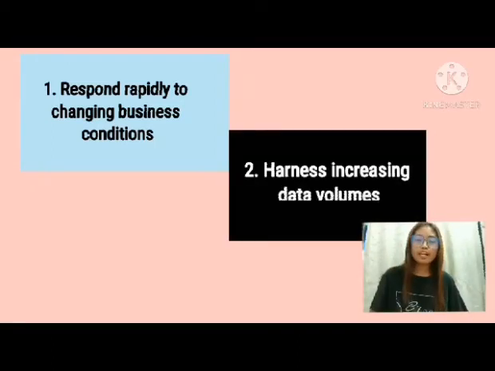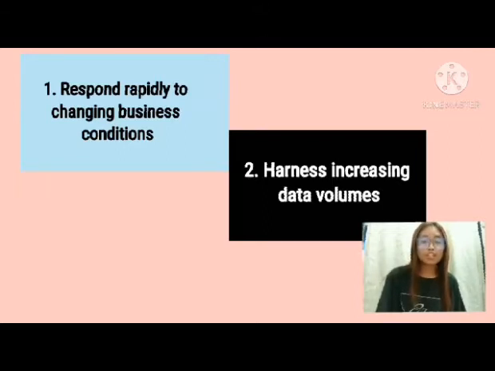So the next criteria is harness increasing data volumes. Organizations are dealing with more data than ever before. And a key marker of success in today's economy is how well a company harnesses that data. When it comes to business planning, that means leveraging your enterprise's data to create more accurate budgets, real-time forecasts, and consolidated sources of truth.